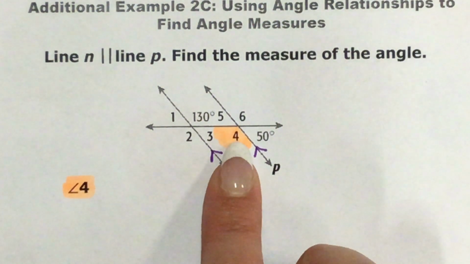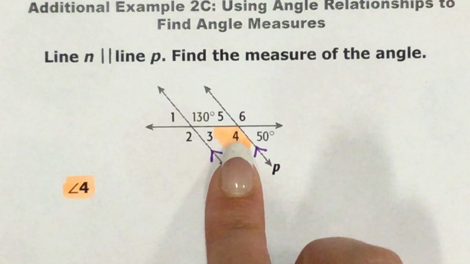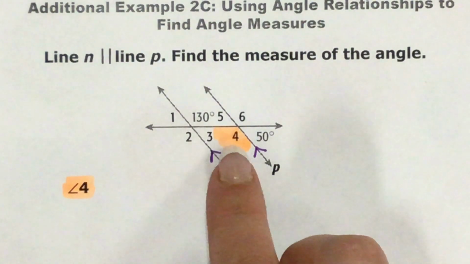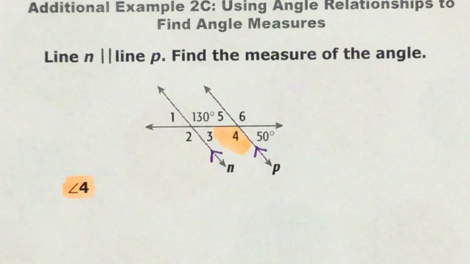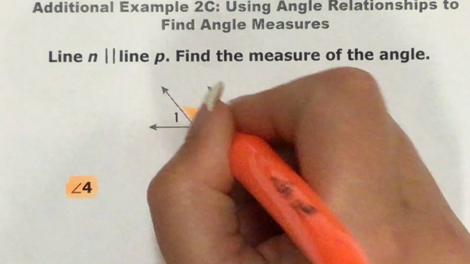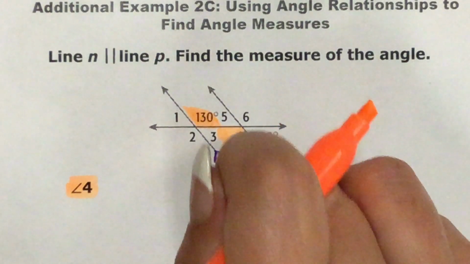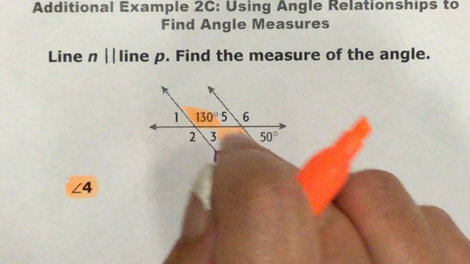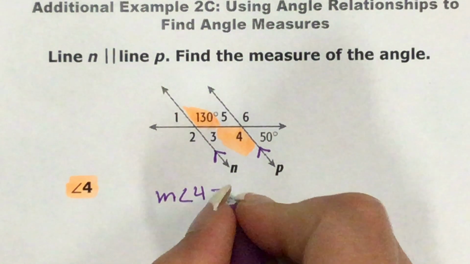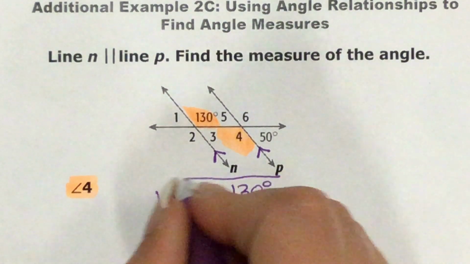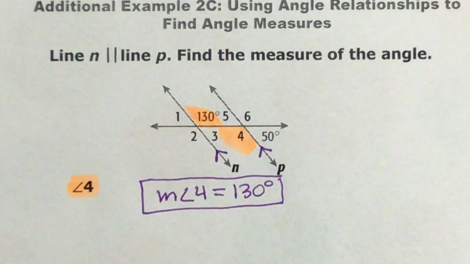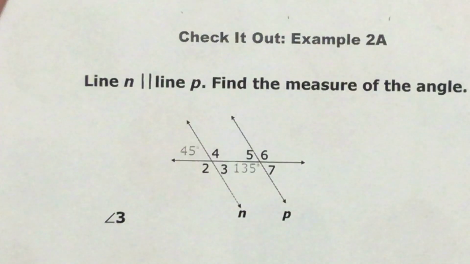What I see is that 4 is an interior angle. And I also see that 130 is an interior angle. And they're on alternate sides of the transversal. So this is an example of alternate interior angles. So if this angle is 130, that means the measure of angle 4 is also 130. So the measure of angle 4 is equal to 130 degrees because of alternate interior angles. All right, cool.